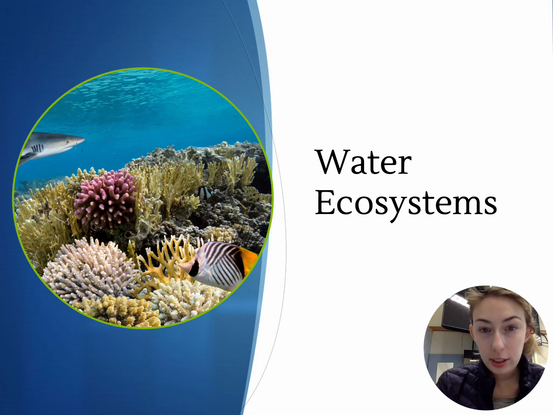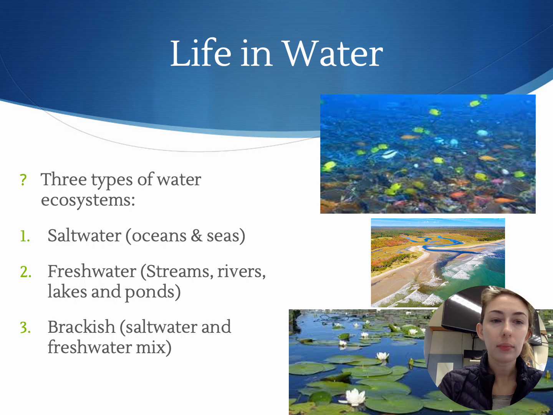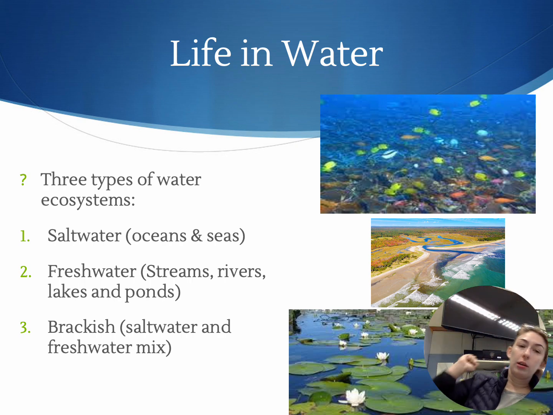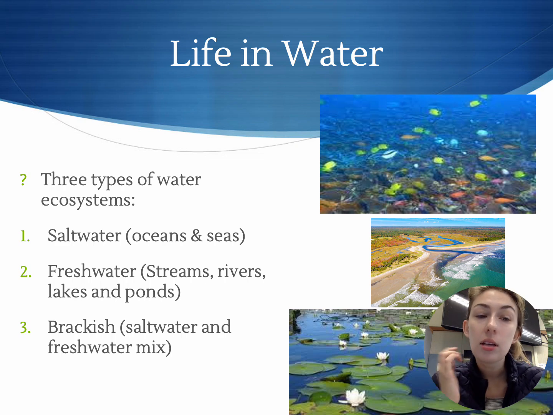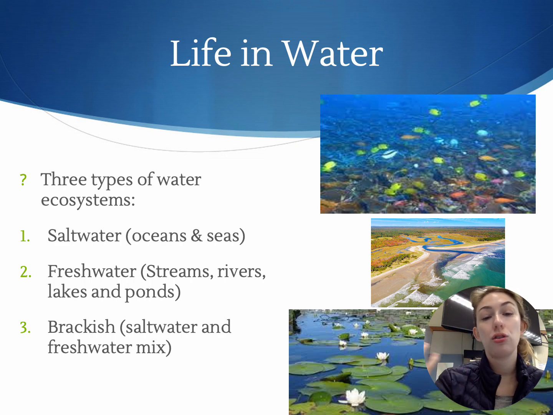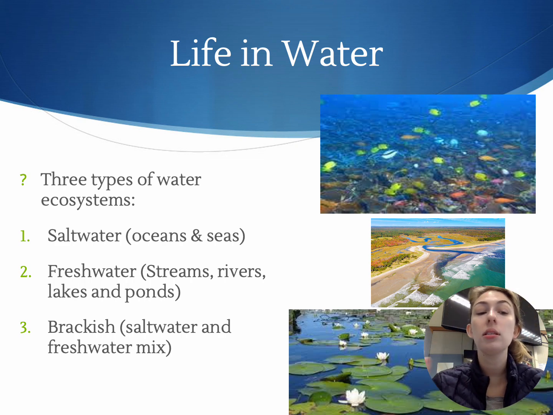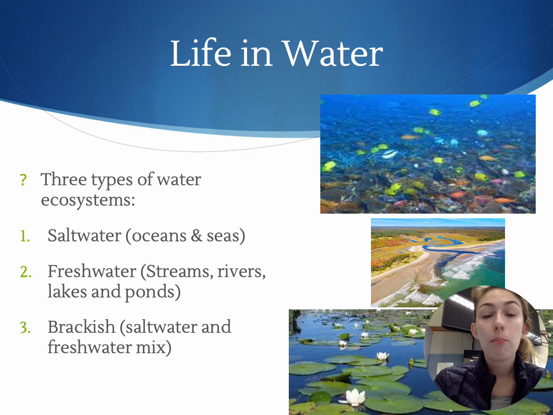So now we have our water ecosystems. Our waters have different ecosystems because we have fresh water and salt water. So there are 3 types of water ecosystems. Salt water includes our oceans and our seas. Fresh water includes things like streams, rivers, lakes, and ponds. And then there's brackish water, which is a mixture of salt water and fresh water.